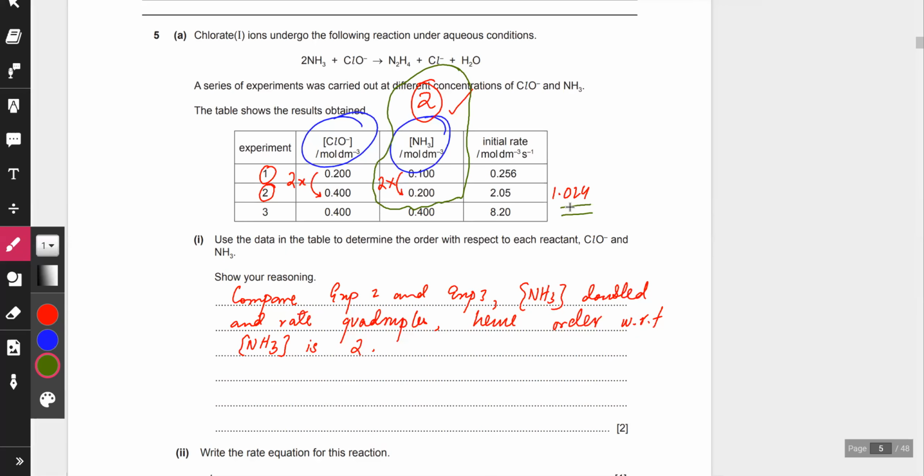Did you get this point? Instead of 2.05, it should have been 1.024. If you just ignore ClO minus for a second, the relationship between NH3 and initial rate is order 2. So if you double the concentration of NH3, the rate should be 4 times, right? So it should come out to be 4 times. Is this clear?